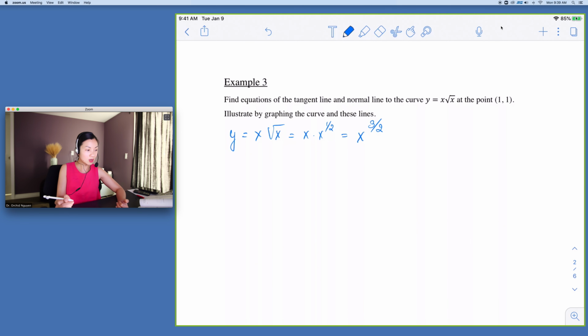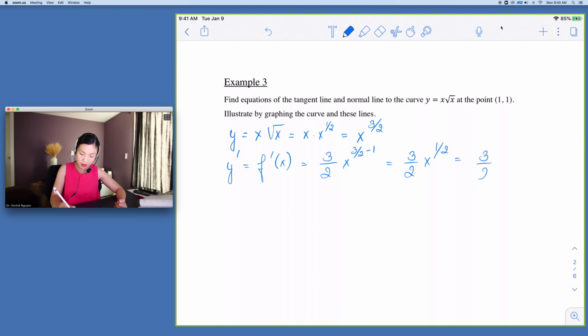Okay, finding y prime. Or you can write it like that. So I'm going to take the power to the front, 3/2 minus 1. So it is 3/2 x to the 1/2. If you want to go back to writing it as a square root function, that's fine too.